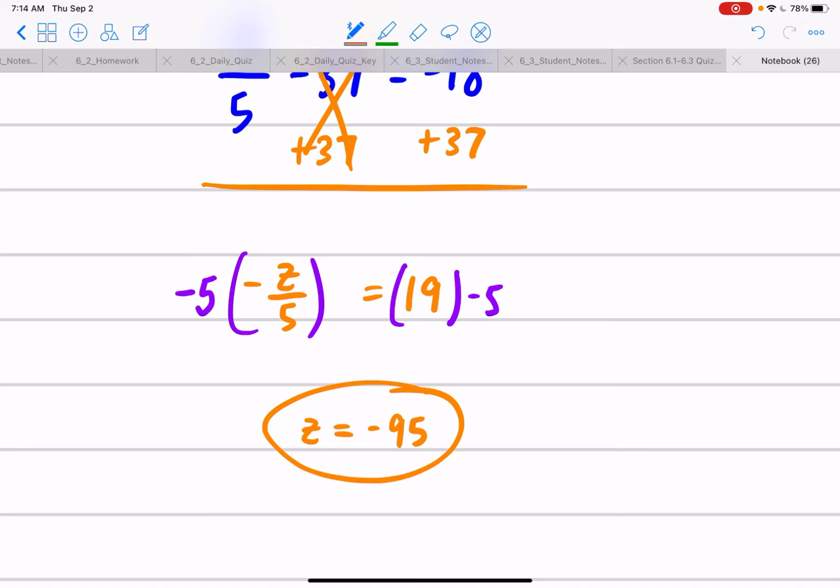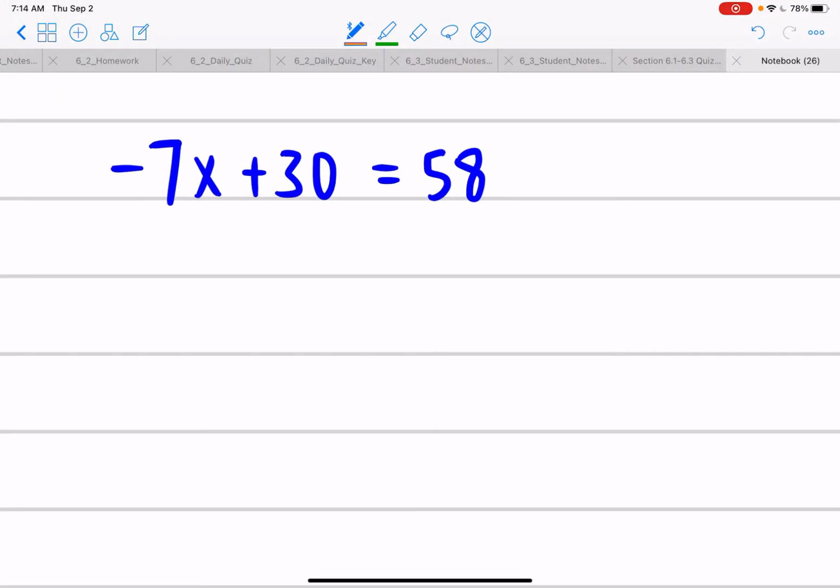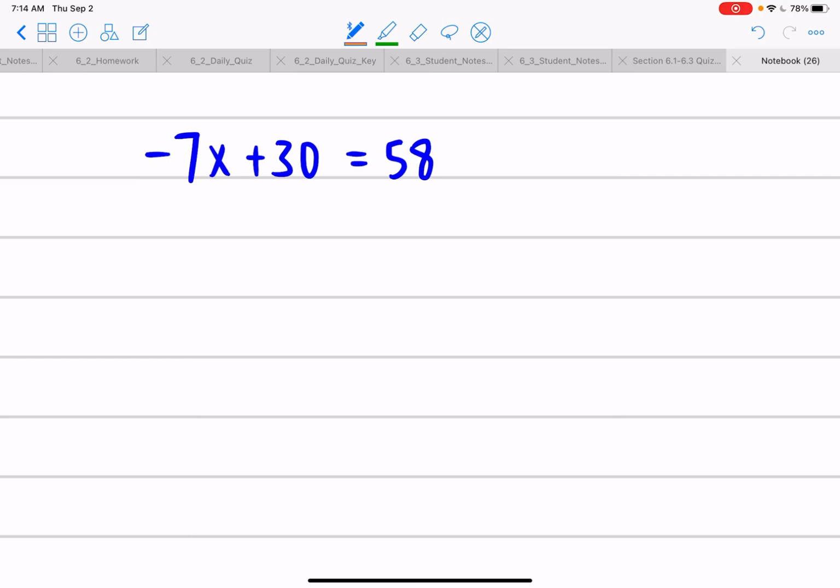Okay, I'm going to do a couple more here if you want to see them. But you're always welcome to go and work on the DeltaMath whenever you feel like you're ready.